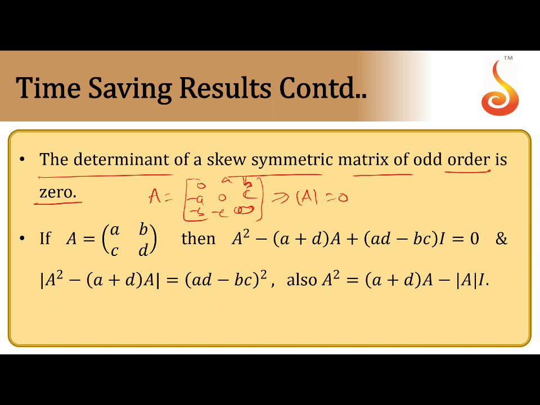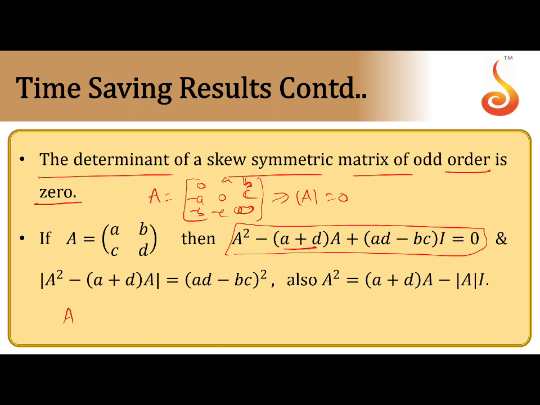If A equals [[a, b], [c, d]], then sometimes they ask to prove that in the quadratic expression A² − (a + d)A + (ad − bc)I = 0. They'll give some unknowns: the matrix is given, and A² − kA + λI = 0. How do we find the values here? You can use this property: k is a + d, the multiple of A, and the multiple of I is ad − bc.